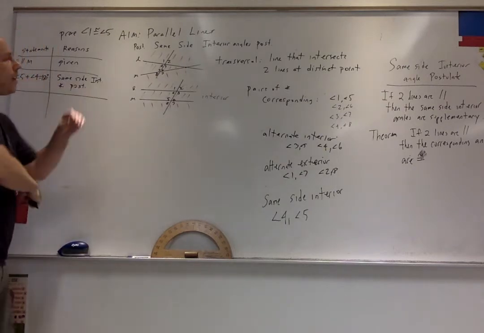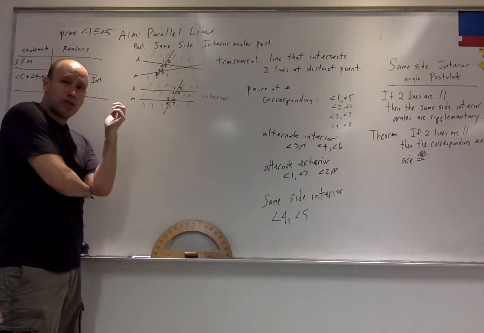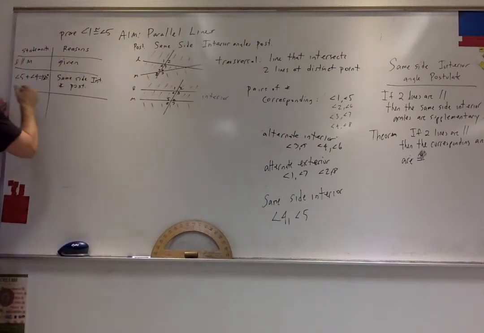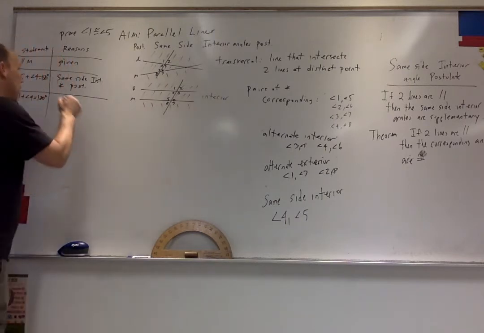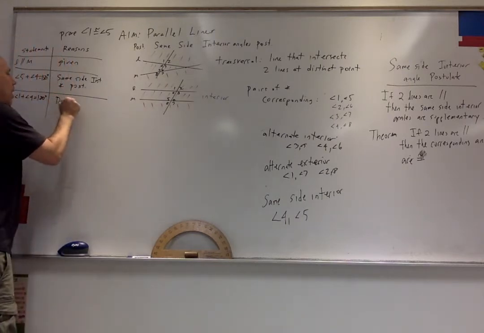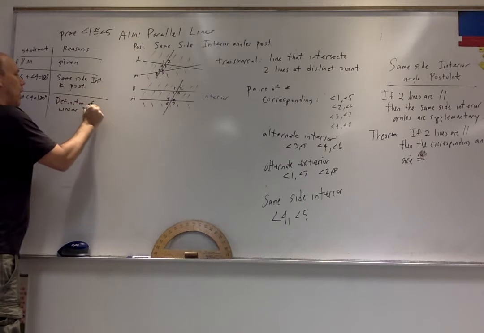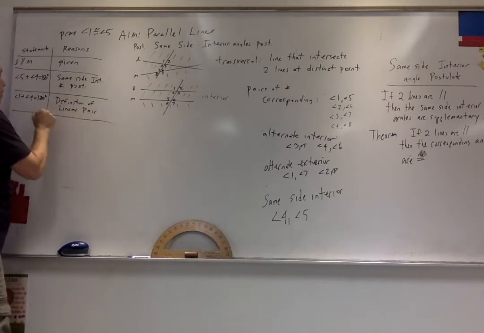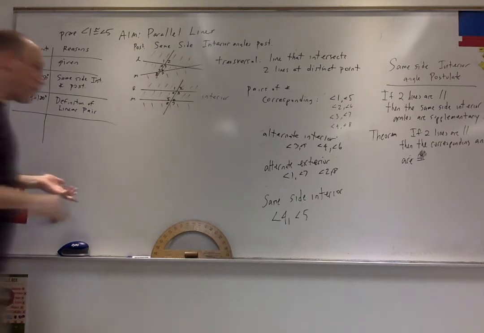Next. What do you think? Well, what's another relationship? Angle 1 plus angle 4 equals 180 degrees. Why? Definition of linear pair. And we're almost done.